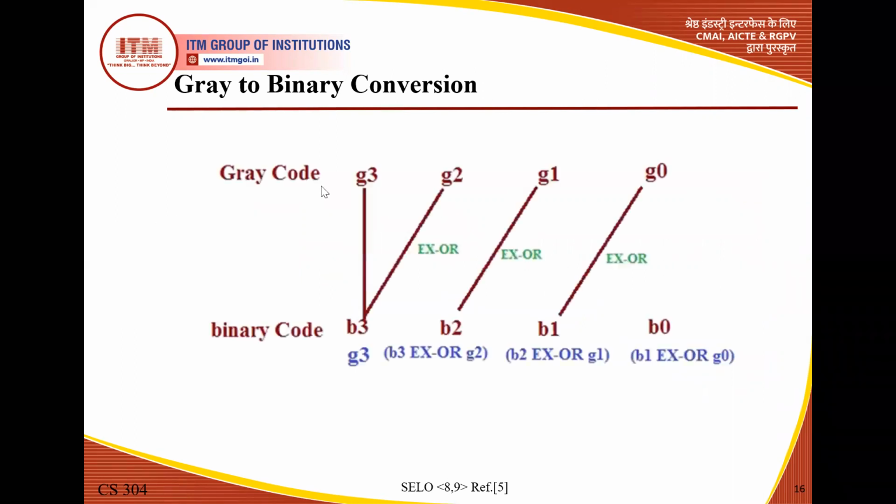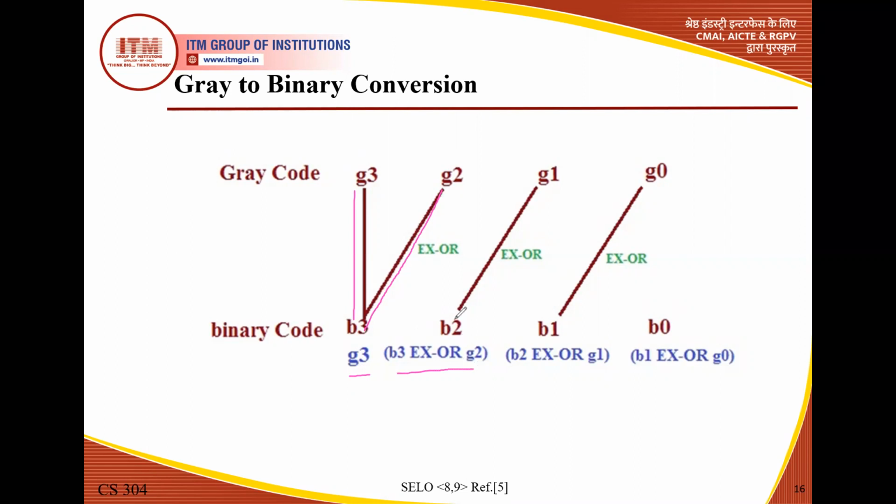Now how can we convert? Suppose that we have a gray code number. We have G3, G2, G1, and G0 known. We find out B3, B2, B1, and B0. As we know, the MSB is replaced as it is, G3 equal to B3. Now this B3 is XOR with G2. So the formula is B2 equal to B3 XOR G2. This generates B2.